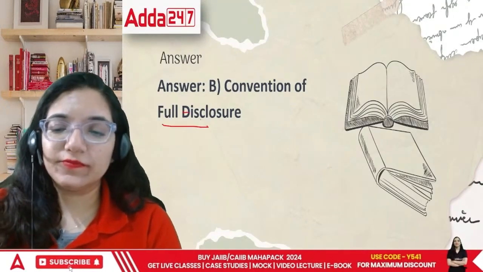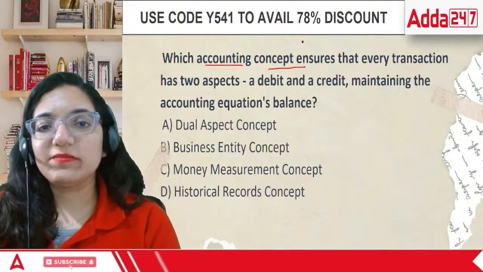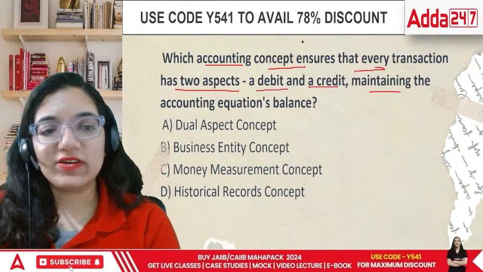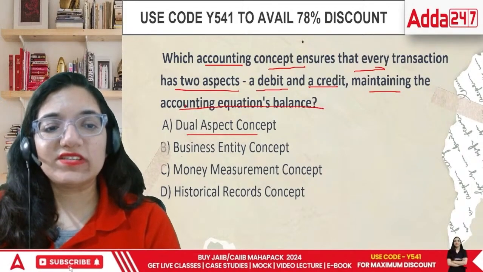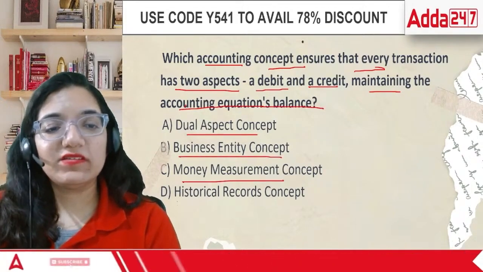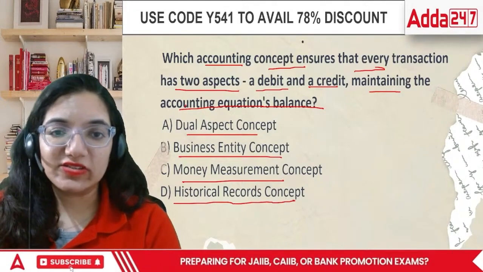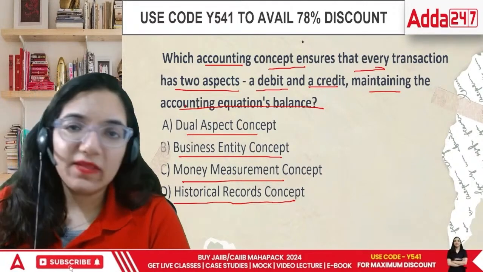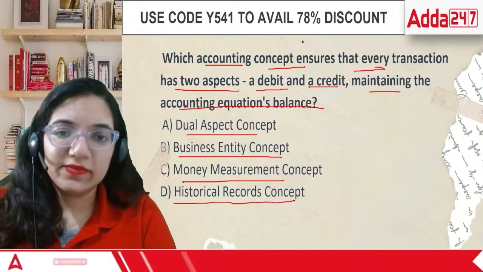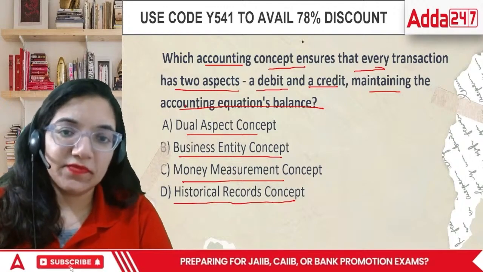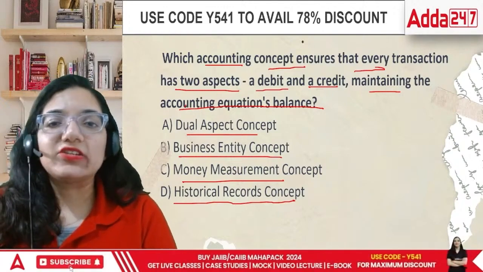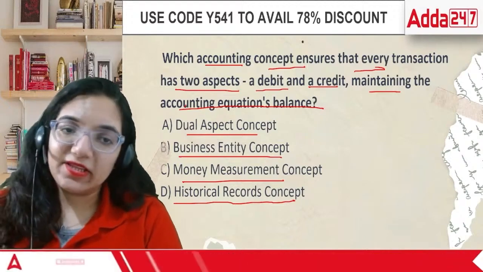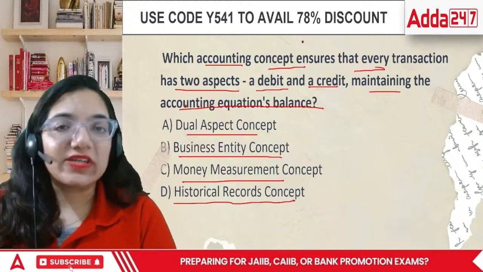Convention of full disclosure. Which accounting concept ensures that every transaction has two aspects, a debit and credit, maintaining the accounting equation balance? Dual aspect concept, business entity, measurement, money measurement, and historical records concept. Dual aspect concept says every transaction has two things. One is debit, one is credit. That means LHS is equal to RHS in every case. This is not a chemistry where we'll say accept this or accept that. In accountancy, there are actually no exceptions.